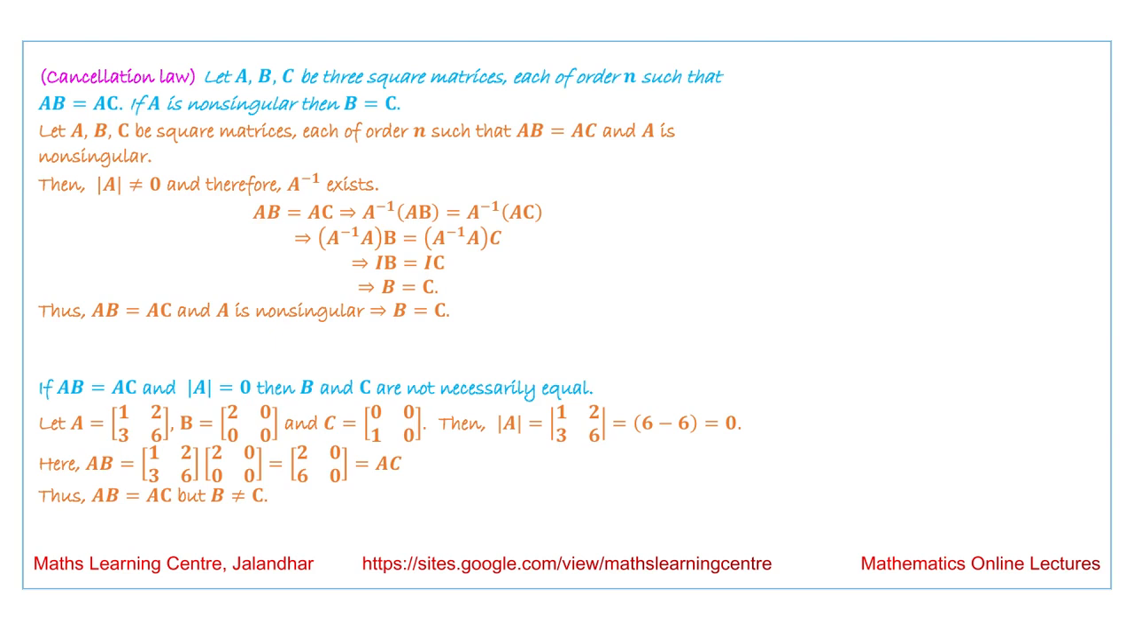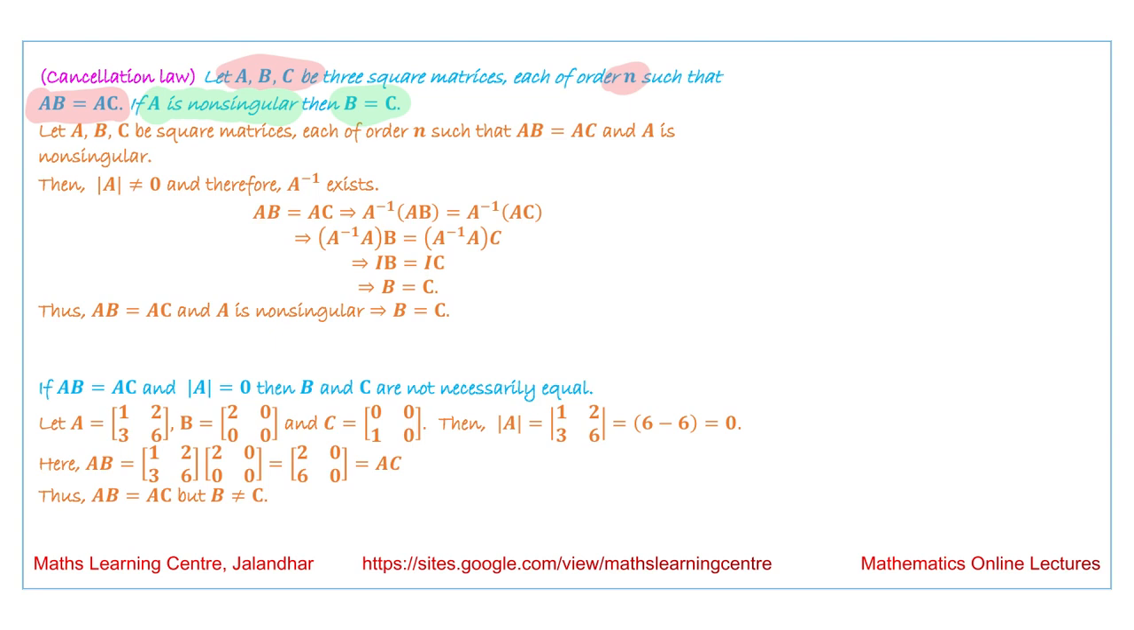Next, we have the cancellation law over here. So we are saying let A, B, C, these are the three square matrices we are talking about of order n, such that AB is equal to AC, and it is given that A is a non-singular matrix. Then we have B is equal to C.